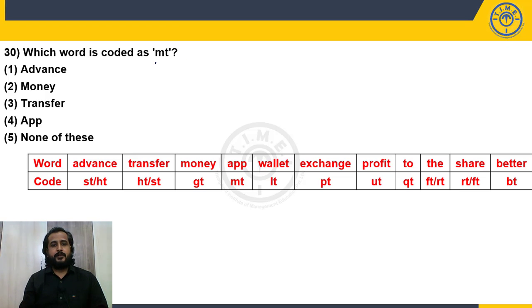Which word is coded as empty? Decoding. Empty. Here we have. Which word is coded as empty? App. Choice 4.